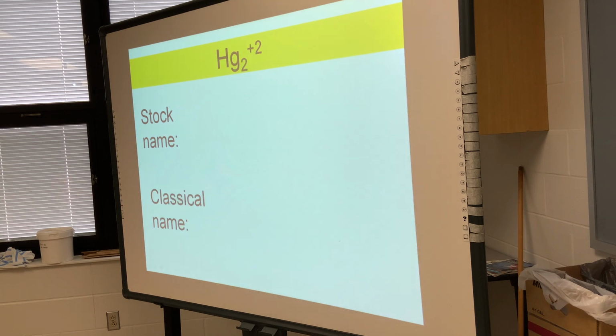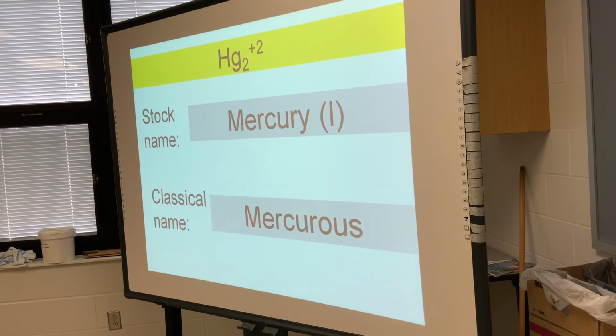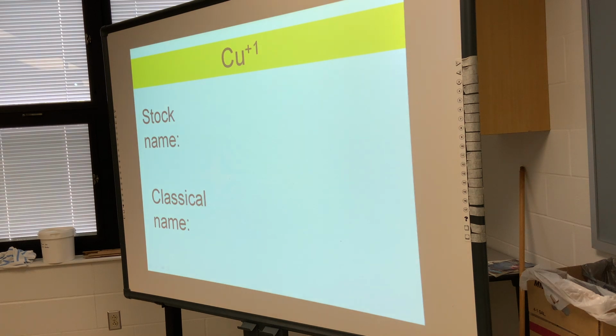Hg2 positive 2. What are the two charges for mercury? One and two. Which one is this one? One. This is mercury 1, this is that weird one. Mercury 1 or mercurous. Okay, two charges for copper: 1 and 2. This is positive 1, so this is cuprous. So this is copper 1, cuprous.